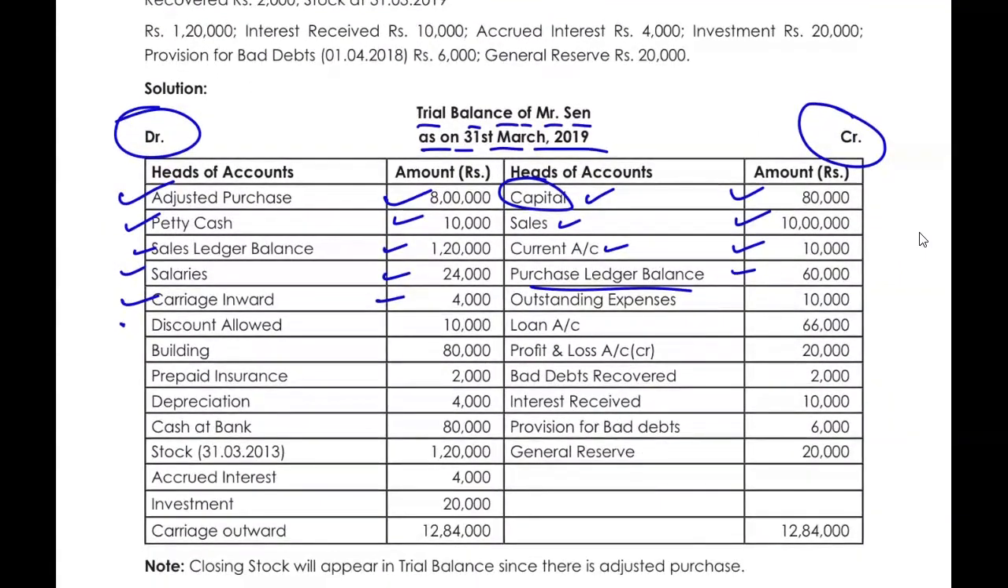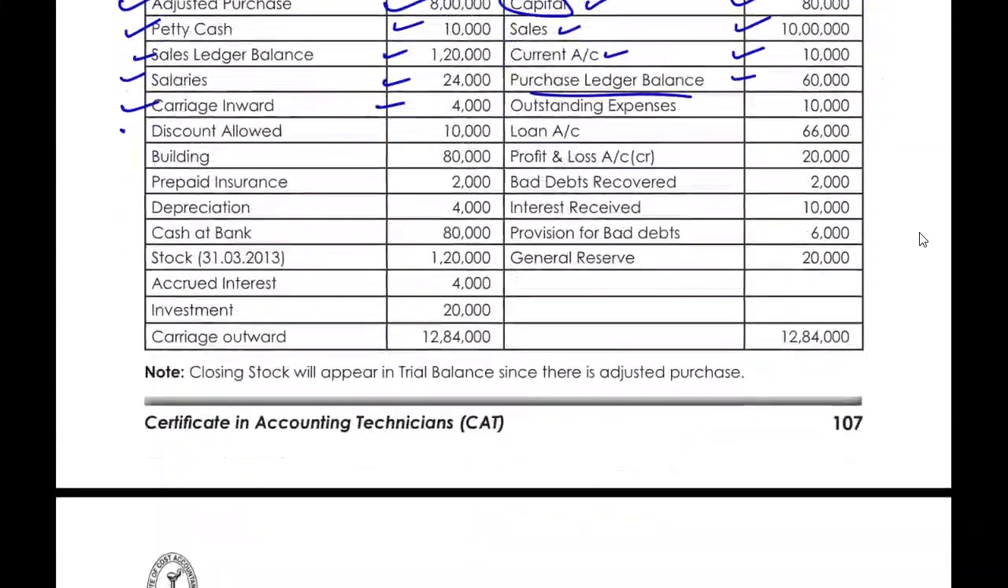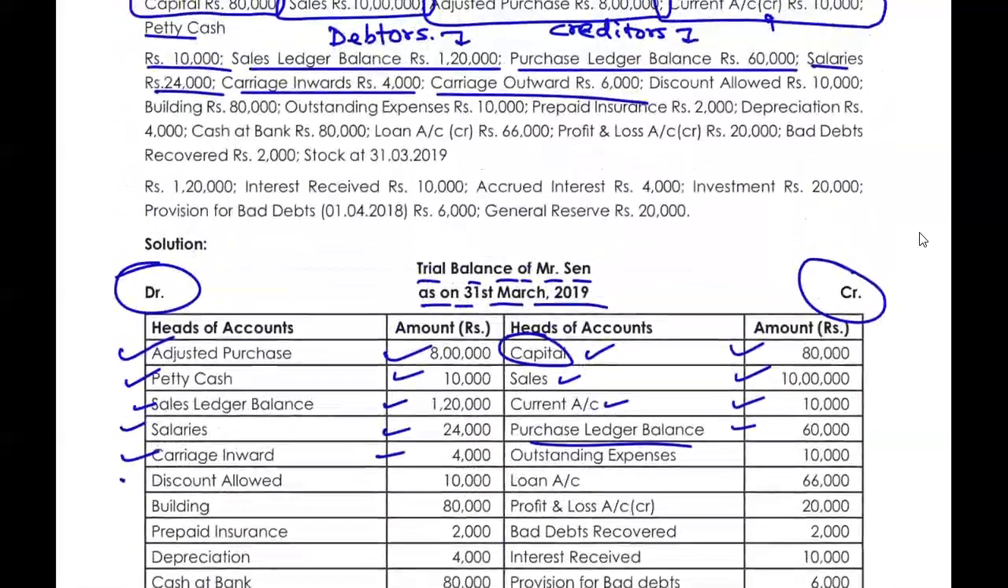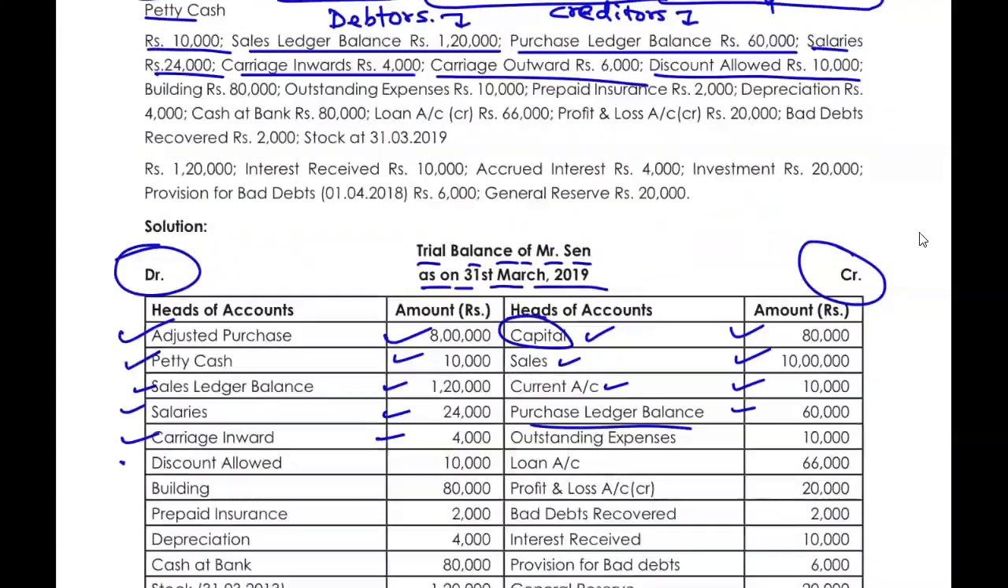Yes, I cannot find it here. So there would be, yeah, okay. They have mentioned it over here, but they have missed the amount. So it would be carriage outward 6,000. Okay, that is a misprint in your book. Carriage outward 6,000. Then discount allowed 10,000. So discount allowed 10,000 is mentioned.